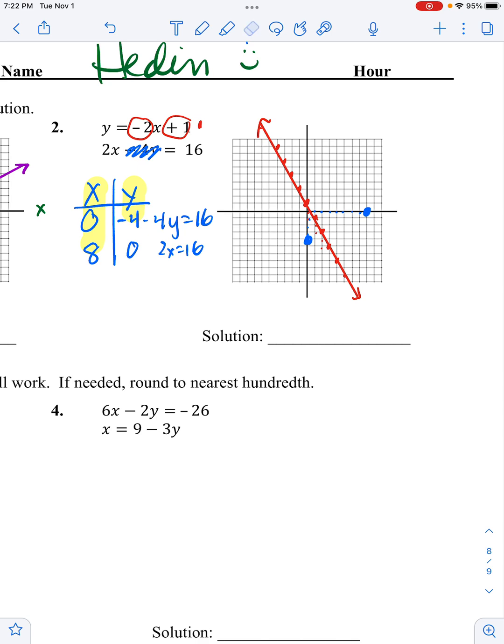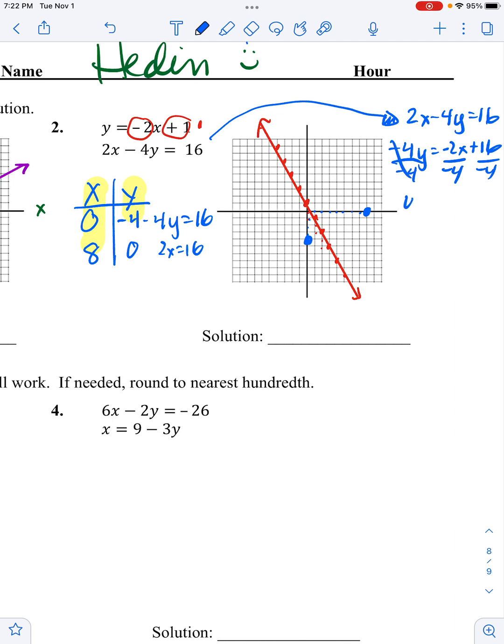Now, if you really don't like to do it that way, then you would have to figure out how to get it in slope-intercept form. And you would do that by moving the 2x over through subtraction. So I subtract that 2x to the other side, and then divide every piece by -4. So y equals, here the negatives cancel, and the 2/4 reduces to 1/2 x, and then 16 divided by -4 is this. So I'd start at -4 on the y-axis and go up 1 over 2, up 1 over 2, up 1 over 2.